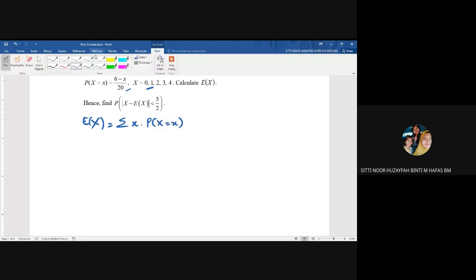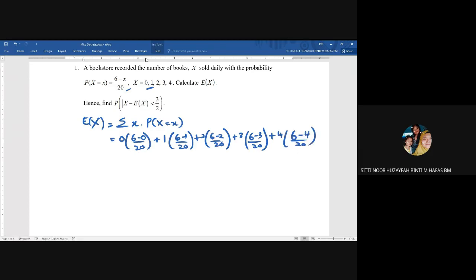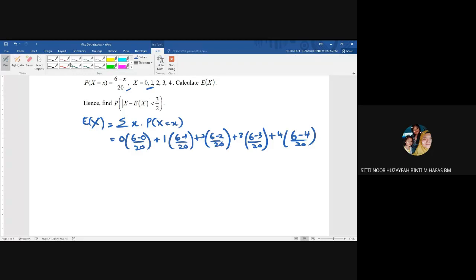So what do we have here? Let me change the thickness first. For every value of X, we have 0 multiplied by the probability, (6 minus 0) over 20, plus 1 multiplied by (6 minus 1) over 20, plus 2 multiplied by (6 minus 2) over 20, plus 3 multiplied by (6 minus 3) over 20, and plus 4 multiplied by (6 minus 4) over 20. So what do we have here as the result?